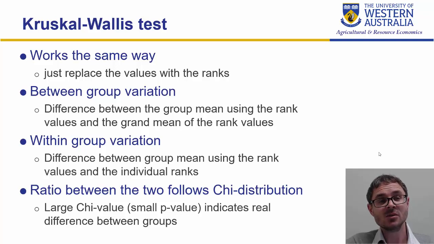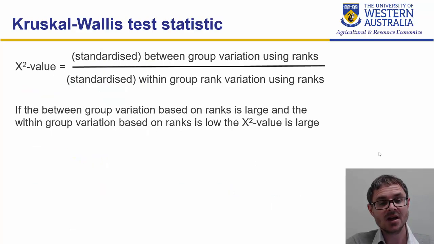This follows a distribution that looks very similar to F. It's a chi-squared distribution. The practical decision rule is that low p-values lead to rejection of the null of no differences in the mean ranks. So we're looking at the standardized between group variation using the ranks divided by the within group variation using the ranks.